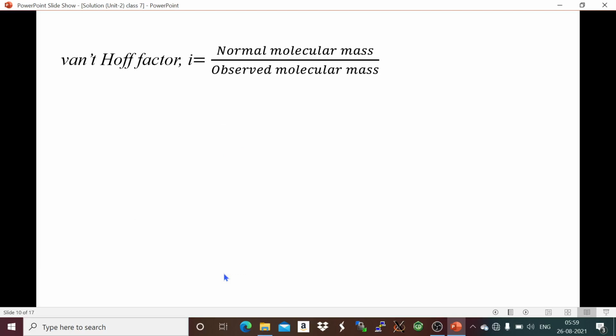Now we can calculate the Van't Hoff factor i. The Van't Hoff factor i is normal molecular mass divided by observed molecular mass. The value is 0.504, less than 1 as association takes place. So the Van't Hoff factor i we got. Now what do we have to do? We just have to calculate the degree of association.